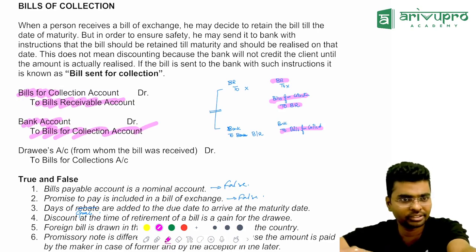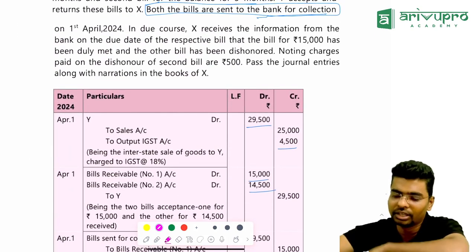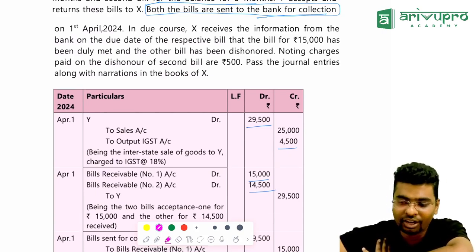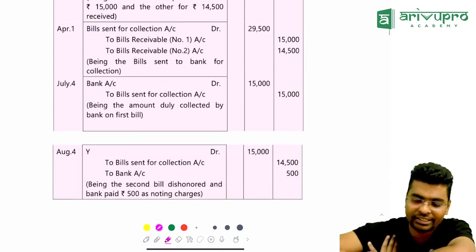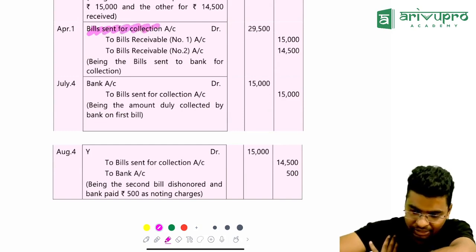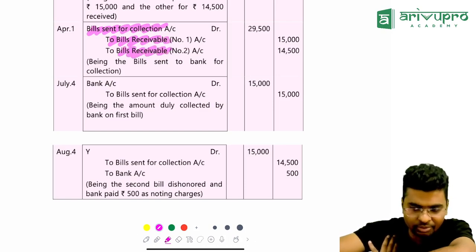Can we go to the question? Now what he's saying is both the bills are sent for bank for collection. So what will be the journal entry? Bills sent for collection account debit to bills receivable. I have two bills, so bills receivable one.